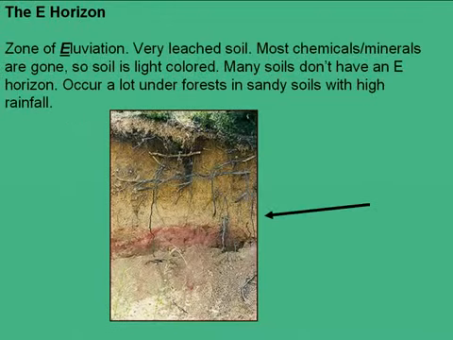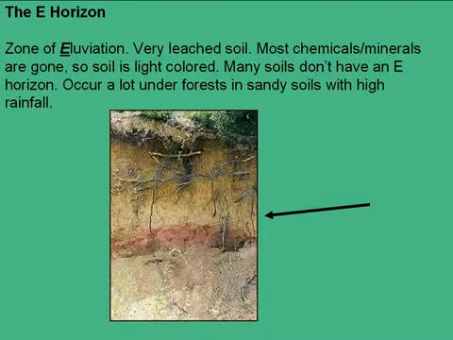The E horizon is just below the A horizon, and it's considered the zone of eluviation, which consists of a very leached soil. Most of the nutrients in this particular layer are gone, so the soil is rather light colored, and a lot of the types of soils or major soil orders that you see in the U.S. really don't have that E horizon, but you do see an E horizon in forest soils or under forests and sandy soils with a lot of rainfall.